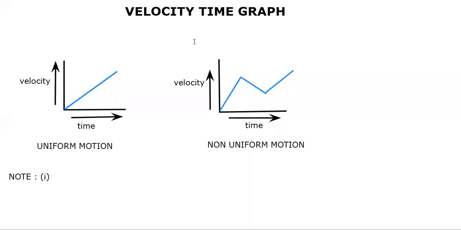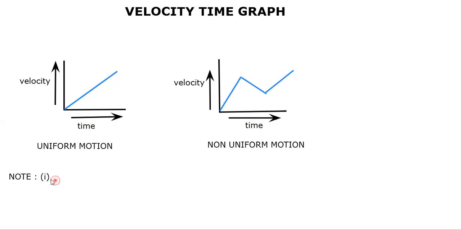As you can see, there are two graphs. One is for uniform motion and this is for non-uniform motion. In uniform motion, there will be a straight line like it was in distance time graph. Similarly, in non-uniform motion, it would be a zigzag or a curve. Okay. For uniform, it's a straight line, and for non-uniform, it's a curve.